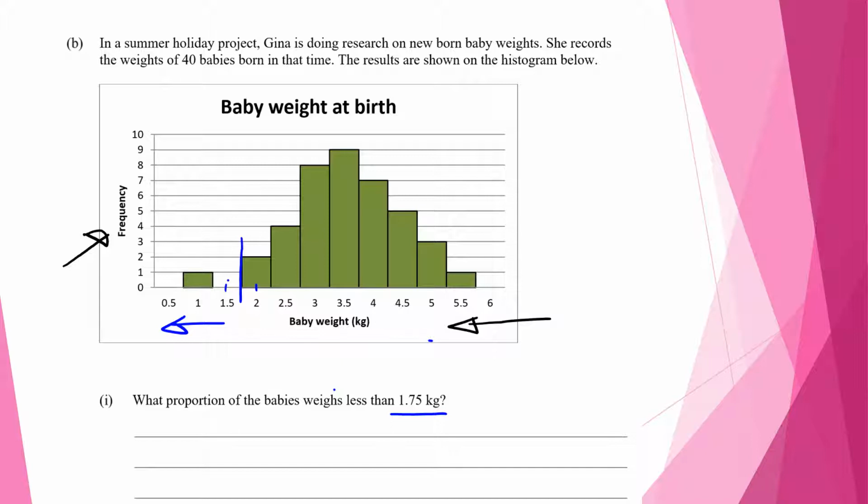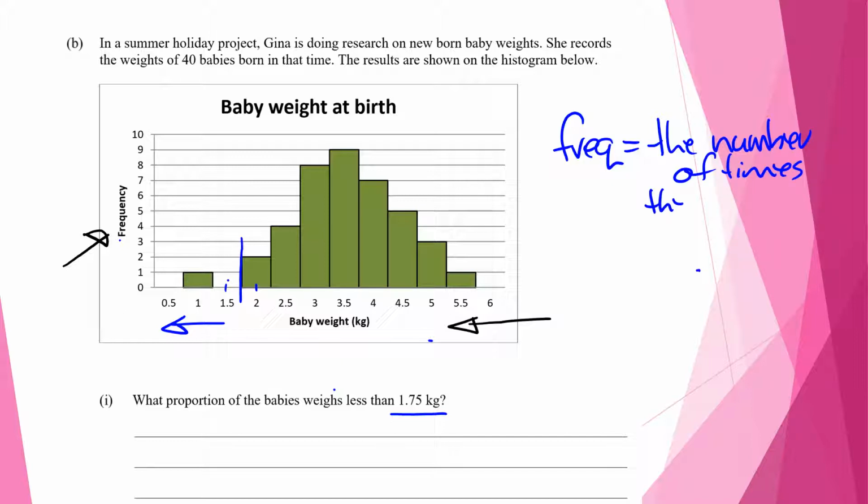Now the frequency means the number of times this occurred. So I'll just write that down. Frequency is the number of times that weight occurred, the weight for that bar. So we've got 1 baby below 1.75, so we know we're dealing with 1 out of how many in total, how many babies were born in total. So we'd need to add up these frequencies.